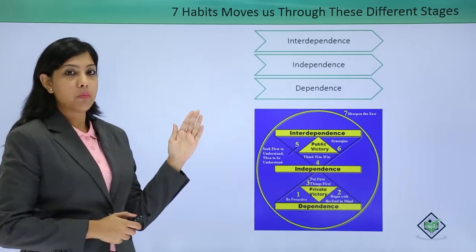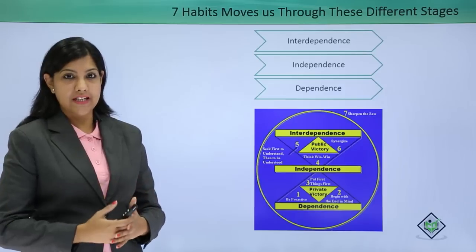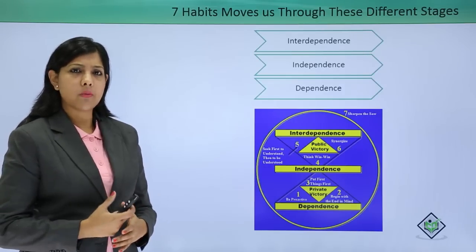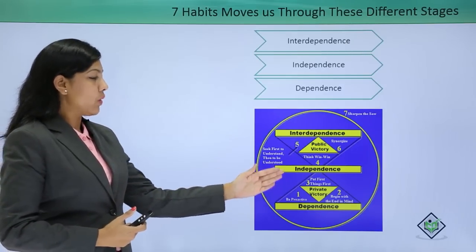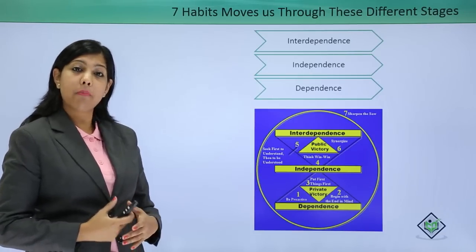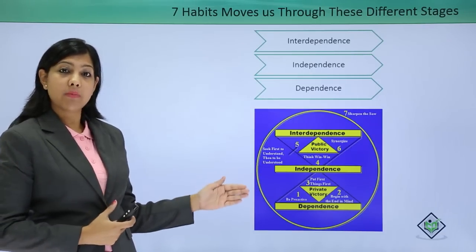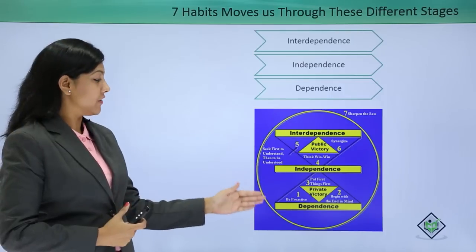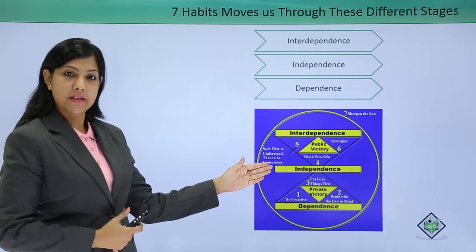The 7 habits move us through these 3 different stages. Well, let's understand this a little better. Habits number 1, 2 and 3 help us to focus on self-mastery and have a private victory. Once we are able to do that, we move from a state of dependence to a state of independence.